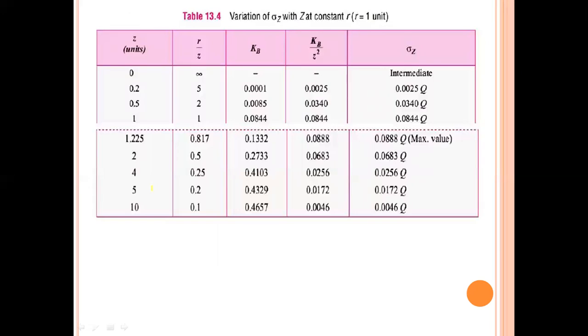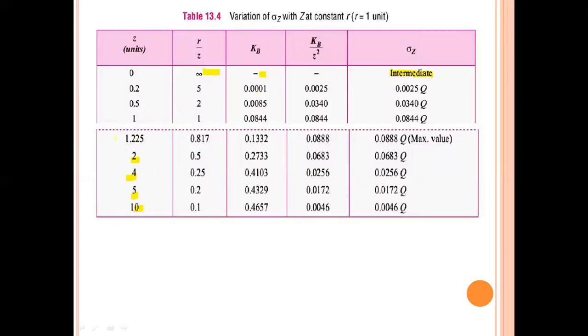So Z, R by Z, KB, KB by Z square, sigma Z. The variations of sigma Z at Z constant are equal to 1 unit. So the Z values are 0, 0.2, 0.5, 1, 1.25 and then 2, 4, 5, 10. Similarly, 0 to infinite, and 0 is the intermediate.